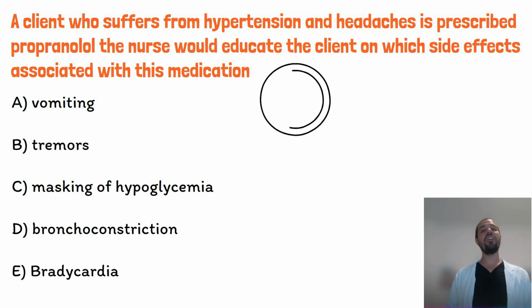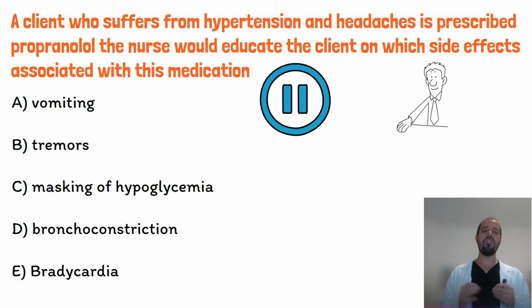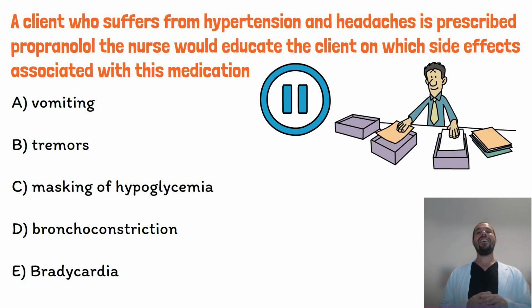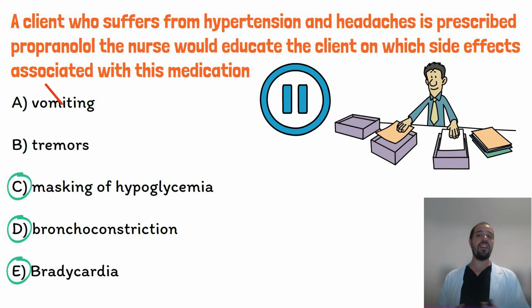Again, pause the screen, students, and digest this question. Break each choice down into its own individual question and cross it out if it doesn't apply. The correct answer is C, D, and E. Let's go one by one now and dissect each choice. So for beta blockers, a side effect for them does not include vomiting. So vomiting would not be a potential answer.